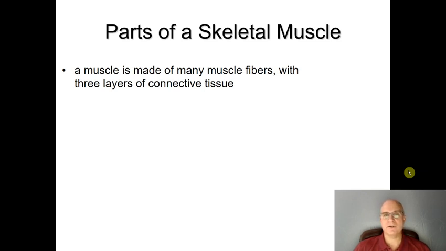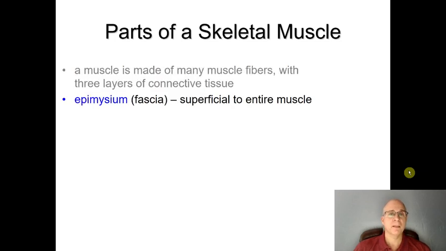And these muscle fibers are going to have a variety of 3 connective tissues that are working with them to help give the muscle its shape and to allow the muscle to do its job. The most superficial of those connective tissues is what's called epimysium, or sometimes it's called fascia. This is a connective tissue that's superficial to the entire muscle.